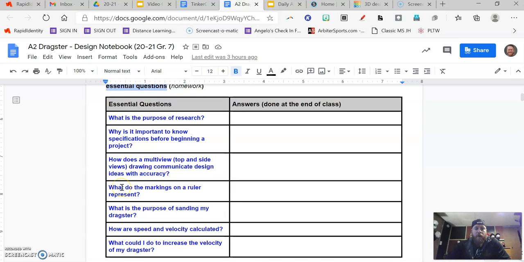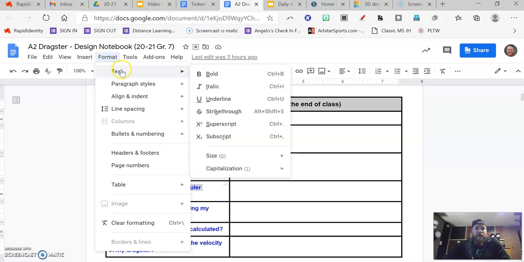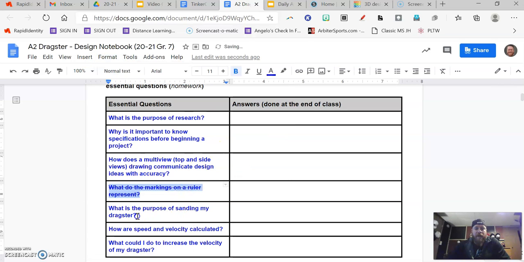Now the first thing that we want to do is take out a couple of these questions. So this question here, what do the markings on a ruler represent? I'm going to just highlight this, and one thing that you can do is go up to Format, choose the text tool, and we can just strike through this, which just crosses off that question.